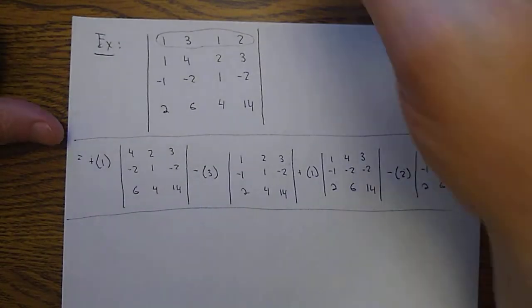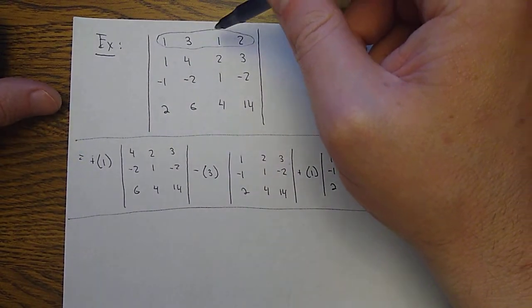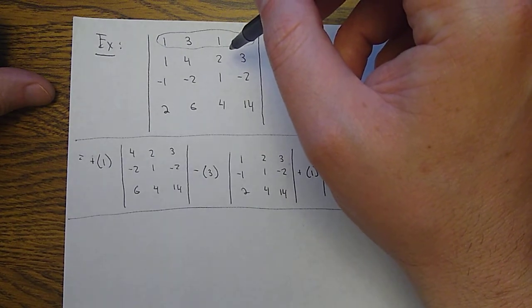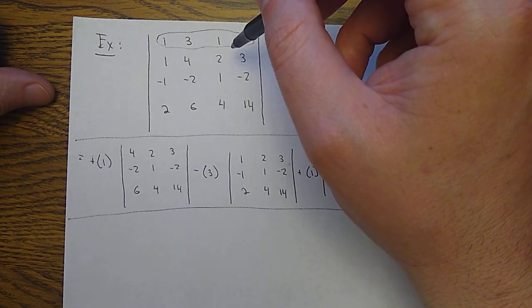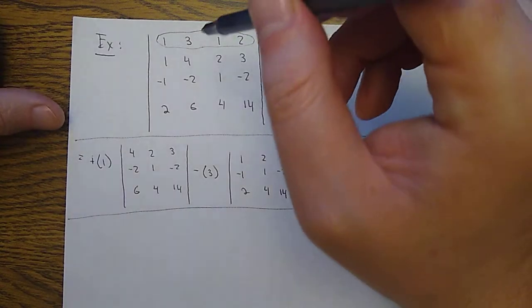Of course, if you're going to do this, it would be smart to pick a row or a column that has a lot of zeros. Of course, this matrix doesn't have any zeros, so we're out of luck. But we can still do this method. It's just not going to be that easy.